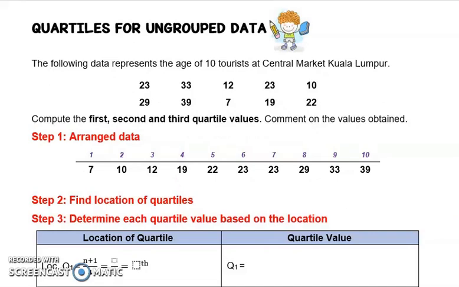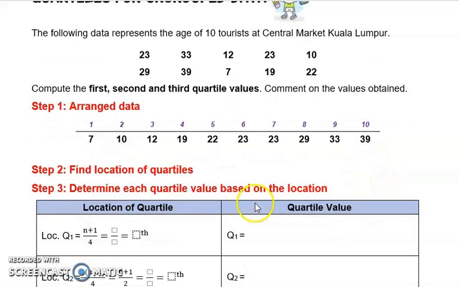Now look at an example of how to find the values Q1, Q2 and Q3 for ungrouped data. Again, we use the same data about each of 10 tourists. Find or compute the first, second and third quartile values. Hence, comment on the values obtained. First step, we need to arrange the data in ascending order. Here, I already arranged the data in ascending order, with the smallest value 7 and the highest value 39. Second step, find the location for each quartile.